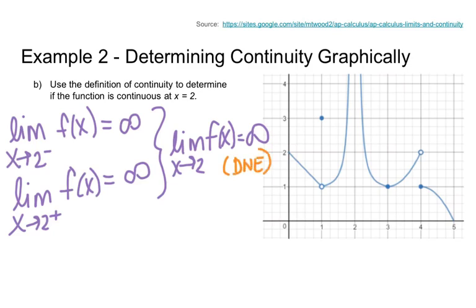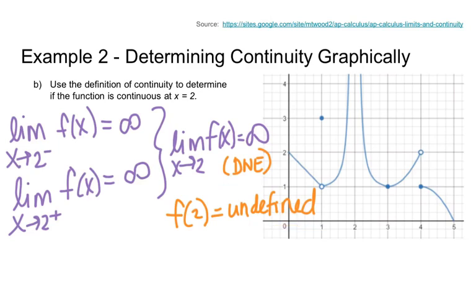Okay. Then we're looking at the next part of the criteria, which is what is f of 2? And if we go to the graph, there is actually nothing at f of 2. There is no defined value. So f of 2 is undefined. Now here's the real question of the night, or day, whenever you're watching this. Does the "does not exist" equal undefined?